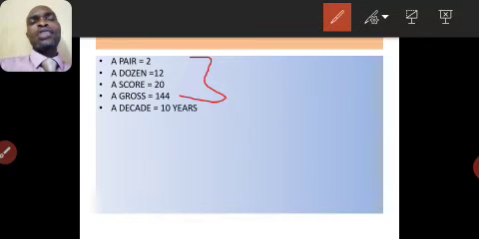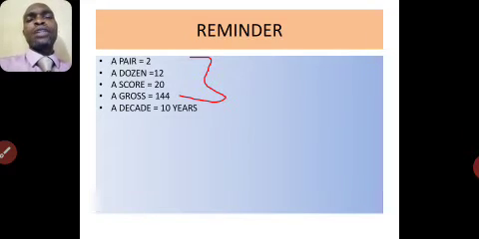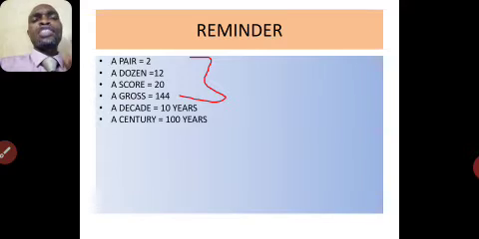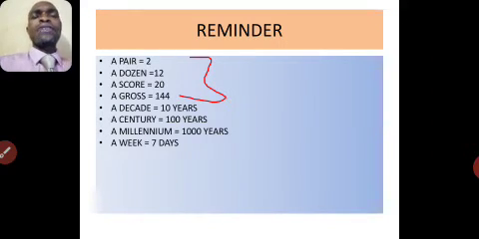Before we move into the other, all these ones we've mentioned here are just plain values. Then this next set we're moving into now are time related values. A decade is 10 years, a century is 100 years. They are all measures of time. A millennium is 1000 years. A week is 7 days.